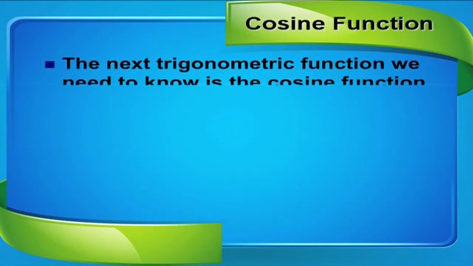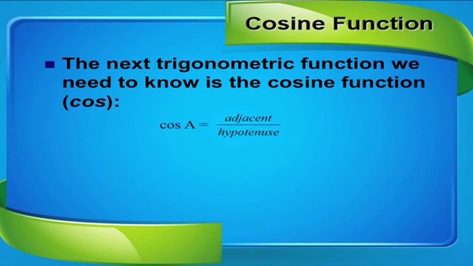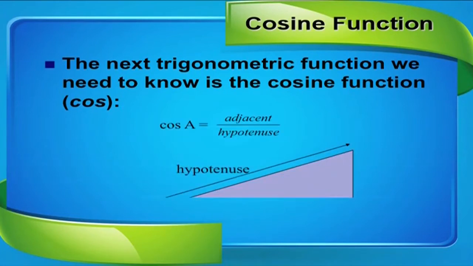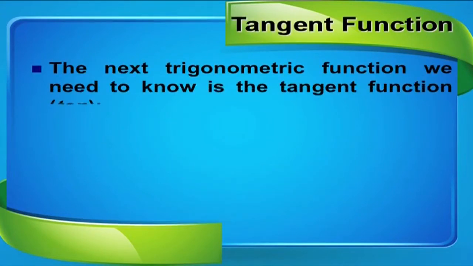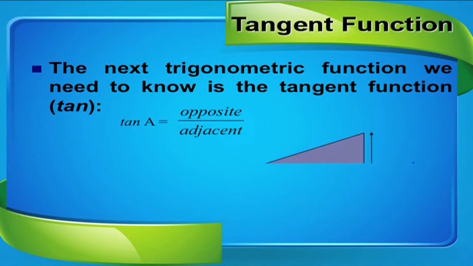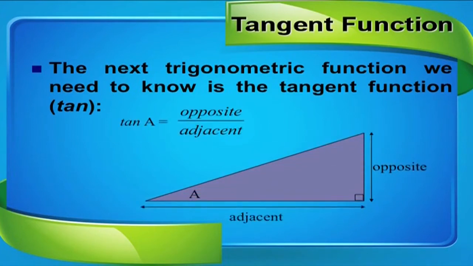The next trigonometric function we need to know is the cosine function, which is also abbreviated as cos. Cos A in the right angle triangle with angle A is given as adjacent upon hypotenuse. The next trigonometric function we need to know is the tangent function, also abbreviated as tan. Thus, tan A in a right angle triangle is given as opposite upon adjacent.